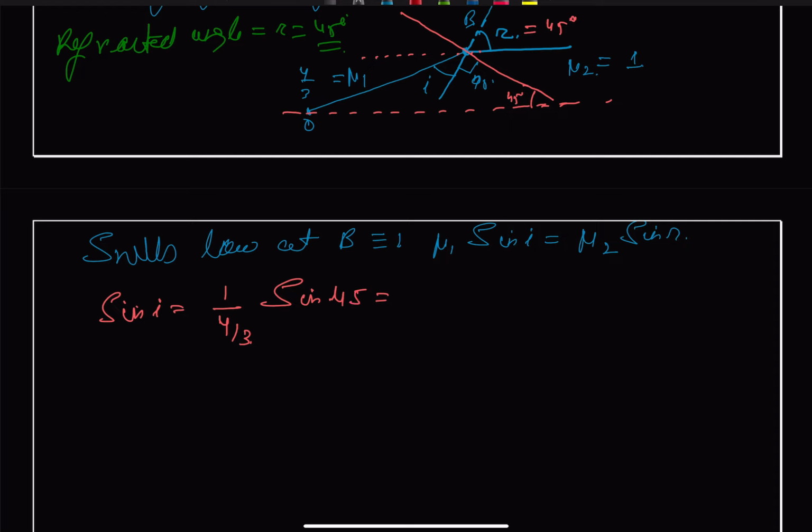So we get this as 3/4 multiplied by 1/√2, and this comes approximately equal to 0.5303. Therefore we get our I is approximately equal to 32.03 degree.